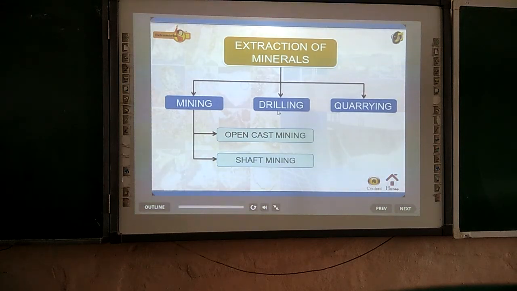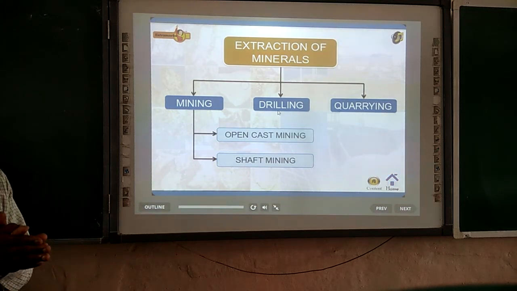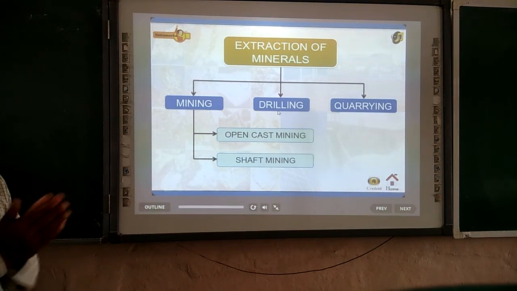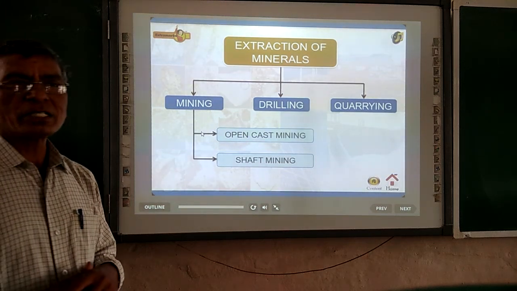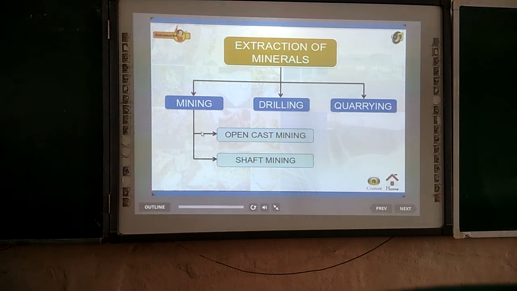These are the different ways. If you take the meaning of all three methods, mining, drilling and quarrying, in an easy way, it is the extraction of minerals from the crust. There is only a little variation between each word. Let us take mining. Normally it can be done as open cast mining. Open cast means surface area, open area, whereas shaft mining means it is deep inside the crust.